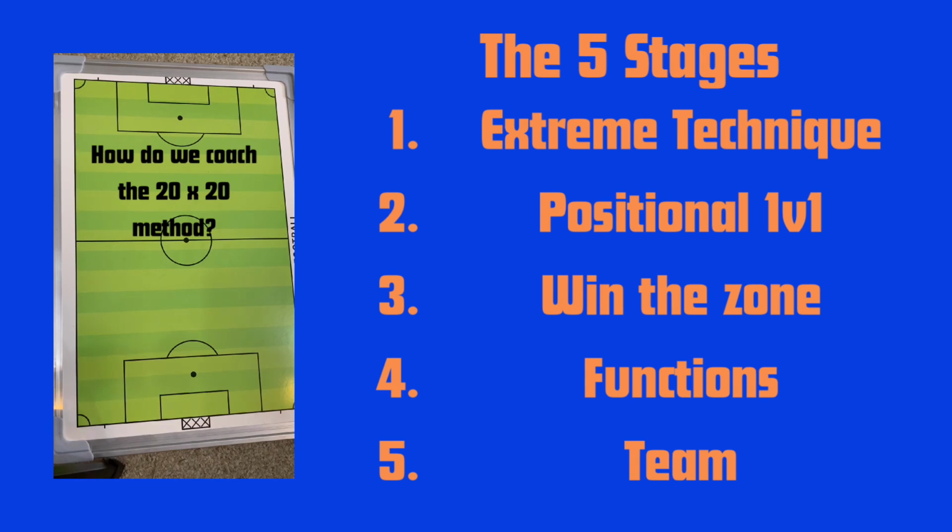Second is positional 1v1. So that's doing 1v1s in the positions on the pitch where they occur. So wide 1v1s, central 1v1s, midfield 1v1s, striker versus centre-back 1v1s. Battles that will happen on the pitch and learning to try and win those. Stage 3 is winning the zone. That's when we start to add in the players around that player.